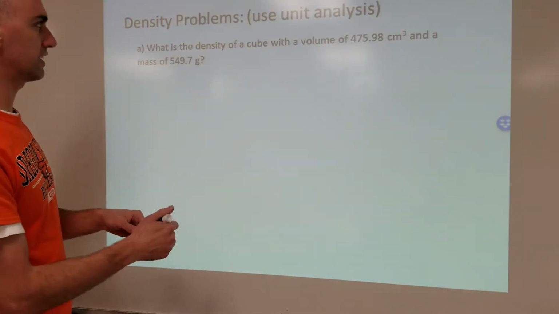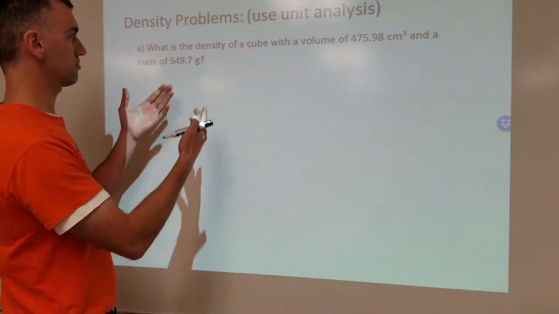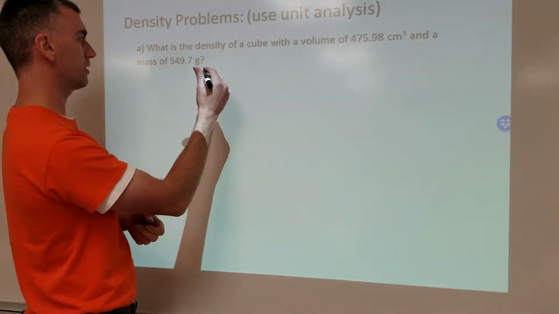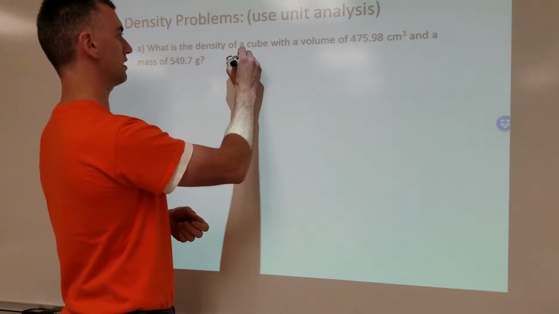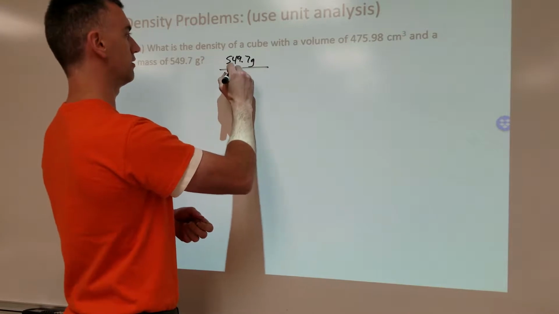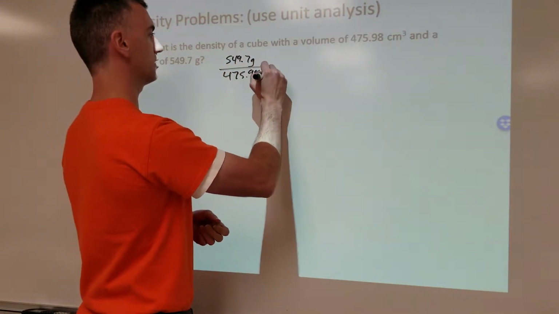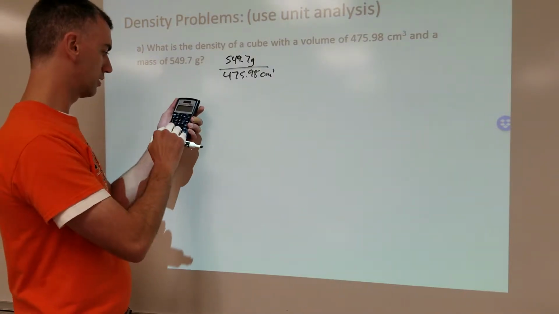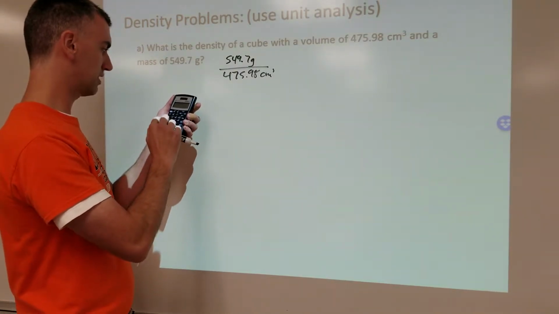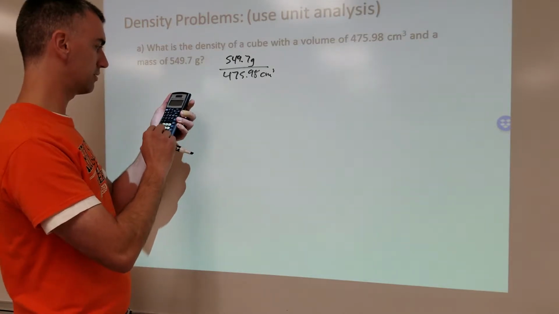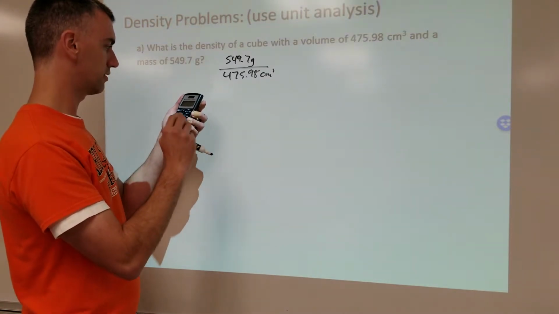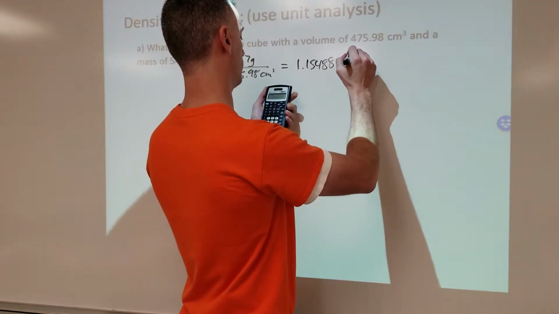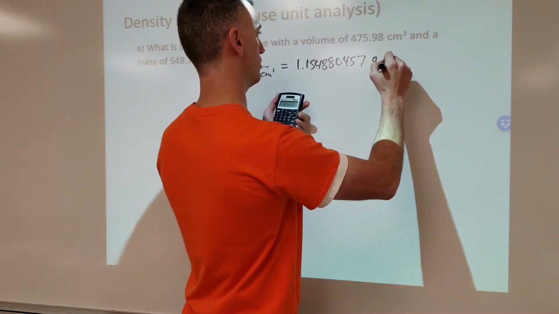So in terms of something like this, it's really just the density of the cube with a volume of 475.98 cubic centimeters and a mass of 549.7 grams. It's just 549.7 grams divided by 475.98 cubic centimeters. 549.7 divided by 475.98 gives 1.154880457 grams per cubic centimeter.